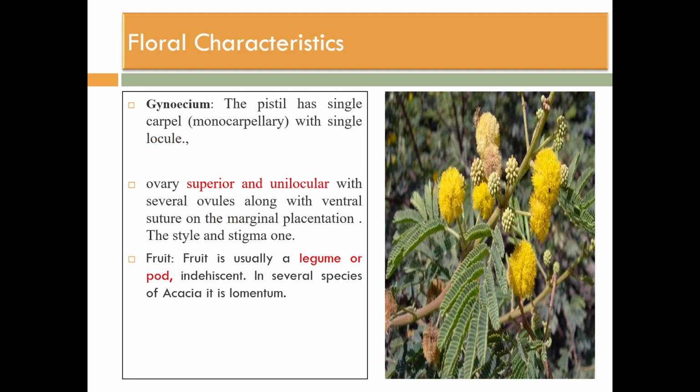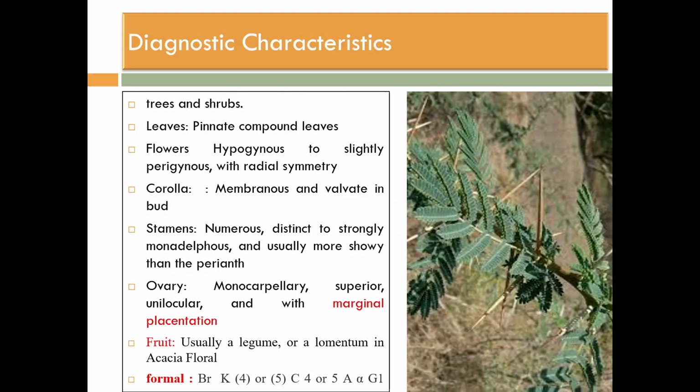And if you see the gynoecium, the pistil has a single carpel. So one of the bases on which all these families belong to the same family is the presence of the pistil, because all of them have a monocarpellary single pistil with marginal placentation. So it is a superior ovary, unilocular, with marginal placentation, and the style and stigma are also one. And the fruit is usually a legume or pod, and in several species of Acacia, the fruit is a lomentum type.